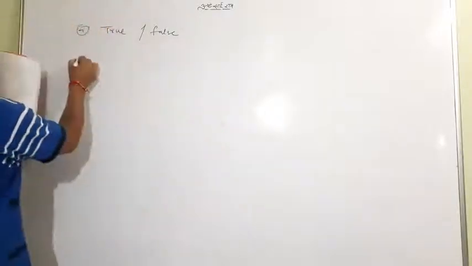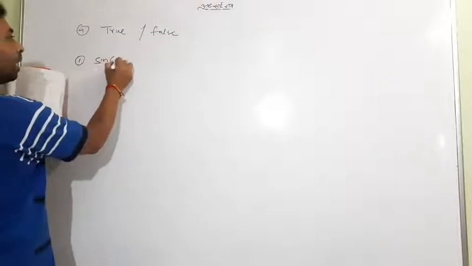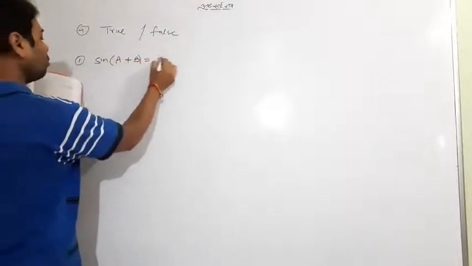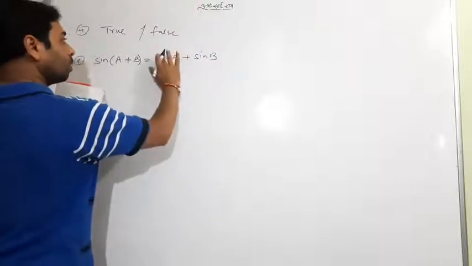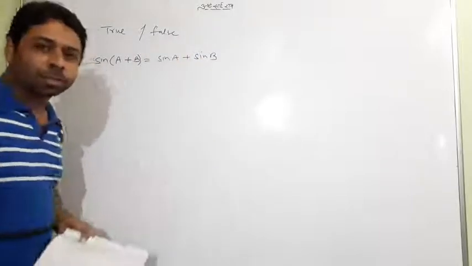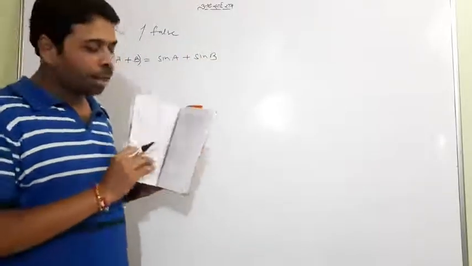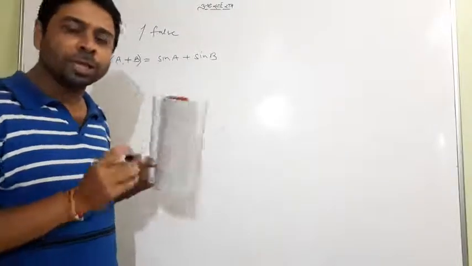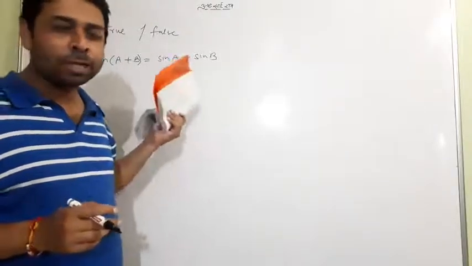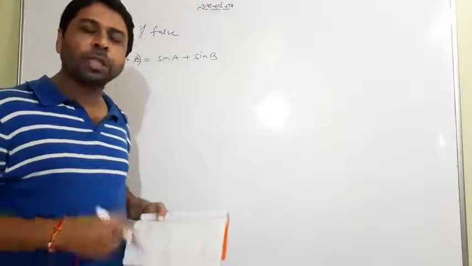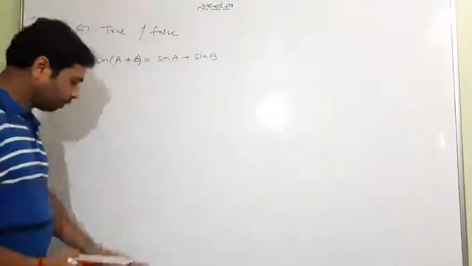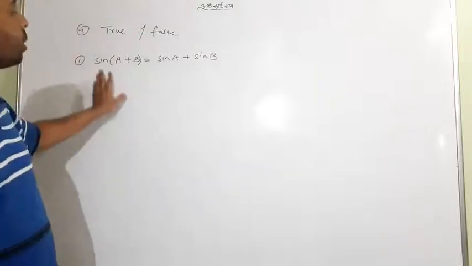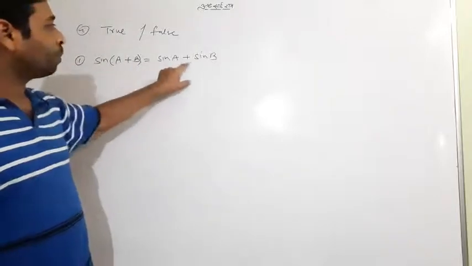So we have a question first. Sin(a plus b) equal to sin a plus sin b. I know that you know the answer because at the back of the book you have the answer sheet and you can see whether it is true or false. But my main aim is to teach you why it is true or why it is false. So this is the question and we want to explain whether it is true or false. Sin(a plus b) equal to sin a plus sin b.